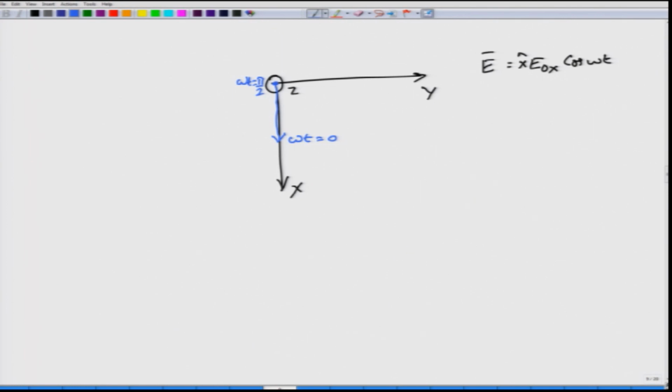Now, what will happen at omega t equal to pi? Cos of pi is minus 1. So, the electric field will be directed along minus x axis, right, with an amplitude of E0 x again, right. So, it will be directed along minus x axis at omega t equal to pi, and at omega t equal to 3 pi by 2, cosine is going through 0 again. So, you have the electric field having a value of 0 at omega t equal to 3 pi by 2.